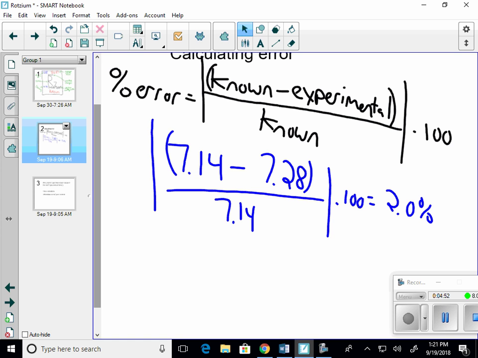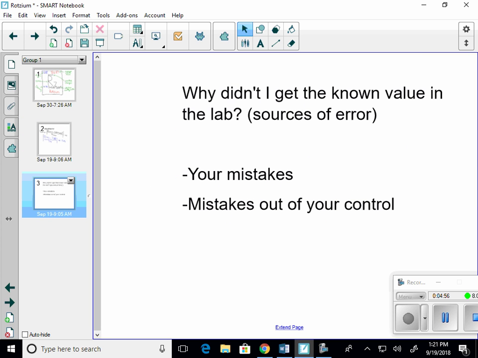That leads us into the last thing that I need to go over before we're done. Okay, I can solve for error. I can solve for how far was I off. What does that mean? Why was I off to begin with? And that's what I'm referring to as sources of error.